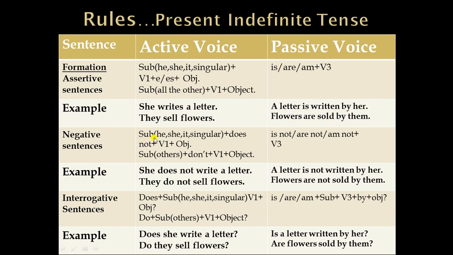In negative sentences, does not and do not are used. When you have the subject like he, she, it, and singular, you use does not as helping verb in negative sentences, and when you have other subjects, you use do not. So whenever you see does not or do not, when you change it into passive voice, they are replaced with is not, am not, or are not according to the subject, followed by the third form of the verb. Look at the example. She does not write a letter. It becomes a letter is not written by her. They do not sell flowers becomes flowers are not sold by them.